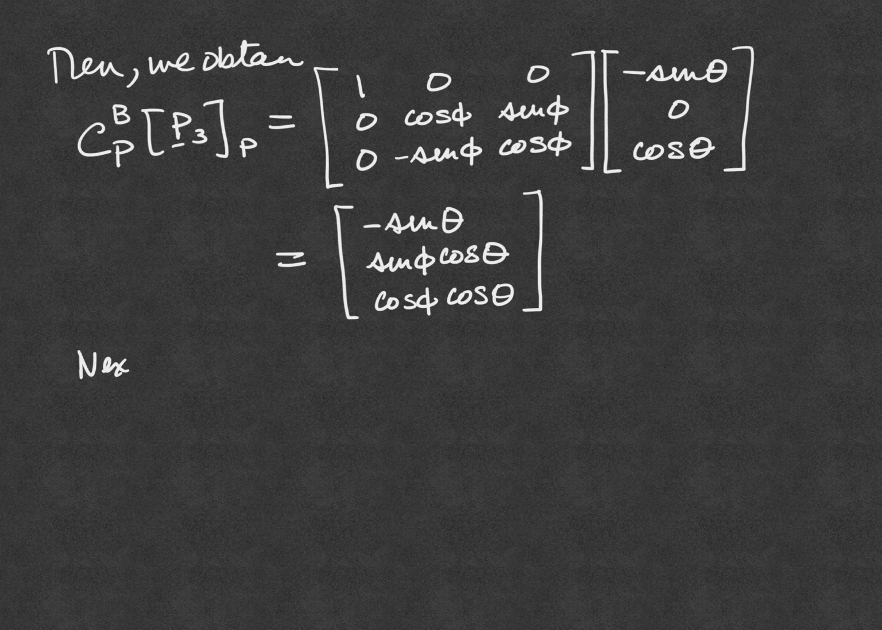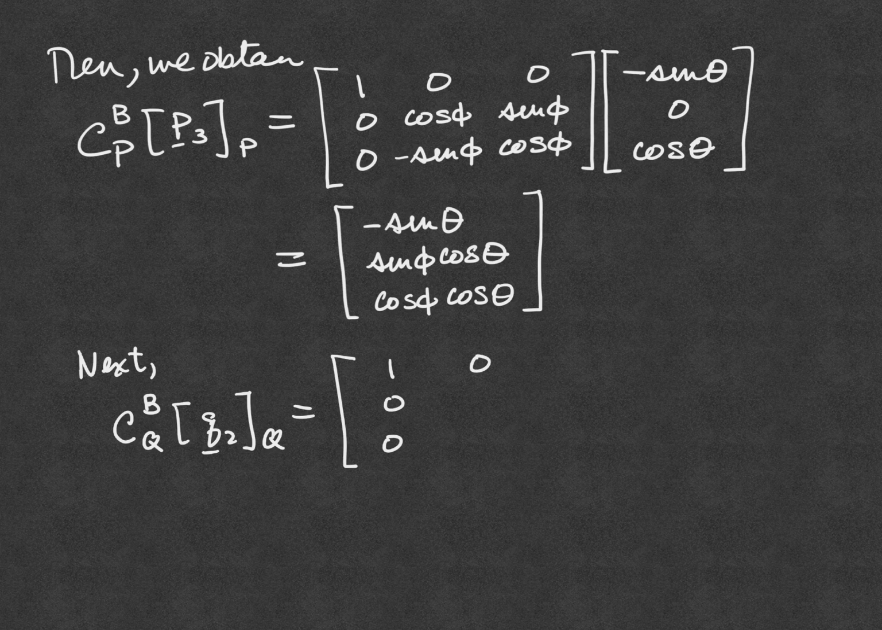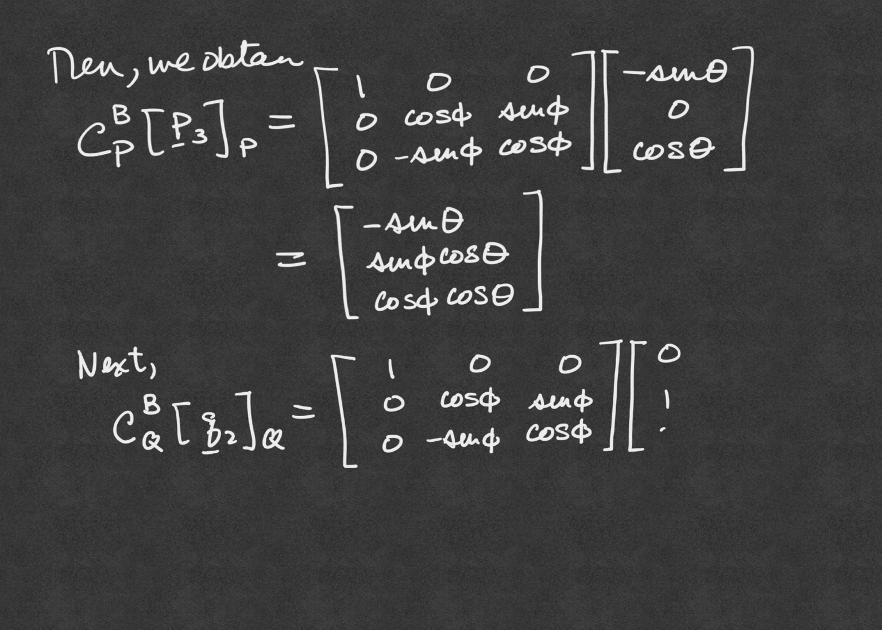So next, C Q to B times Q2 expressed in Q is equal to 1, 0, 0, 0, cosine of phi, minus the sine of phi, 0, sine of phi, cosine of phi, times 0, 1, 0, which is equal to 0, cosine of phi, minus the sine of phi.